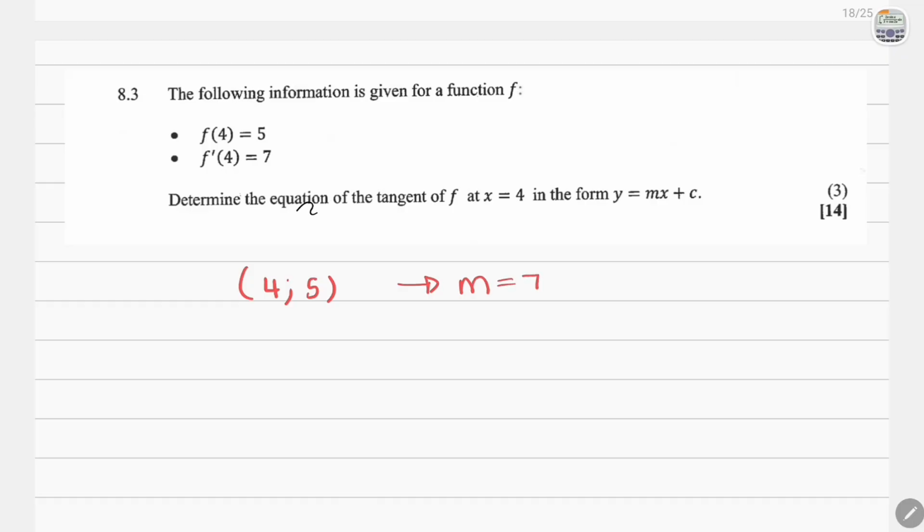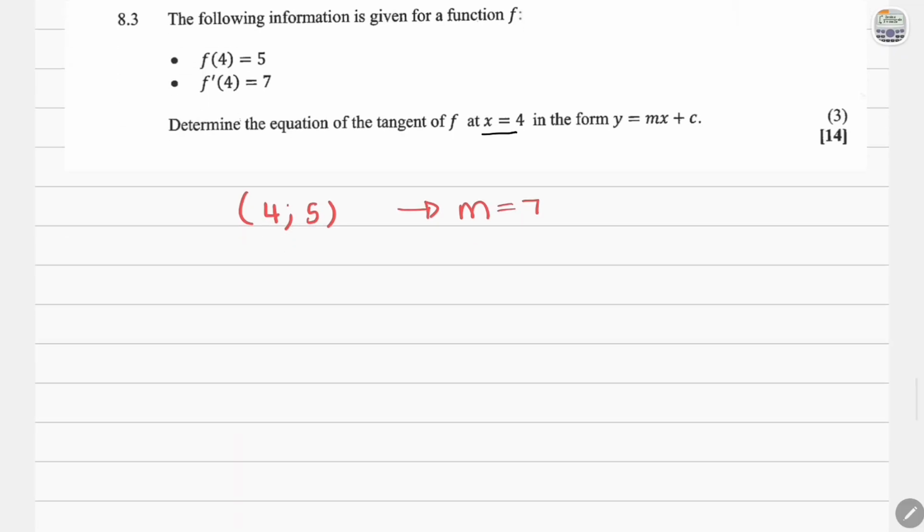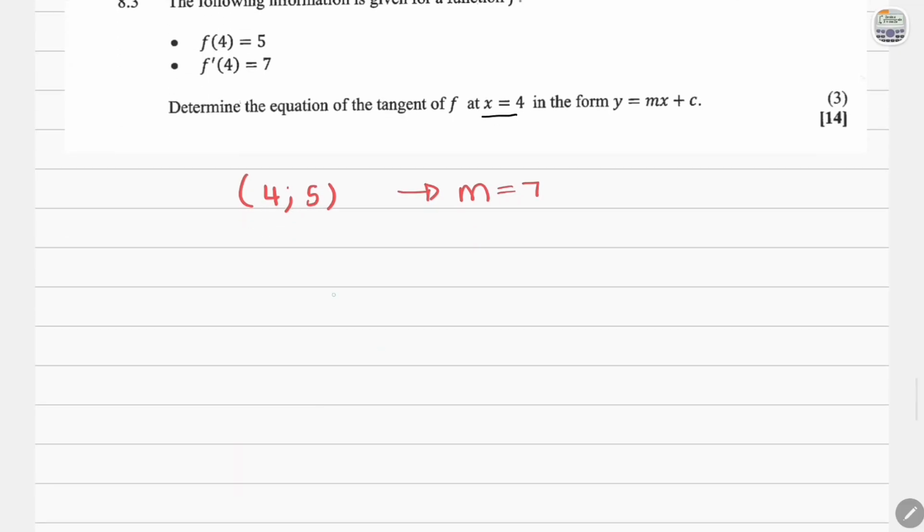So they've given us information about a point and the gradient at that point. The gradient at this point is equal to 7. And the question says, determine the equation of the tangent of f at x equals 4 in the form of y equals mx plus c. This is the information about the tangent. You see, it's at x equals 4. So we have a point and we have the gradient. So we can find the equation of this tangent.